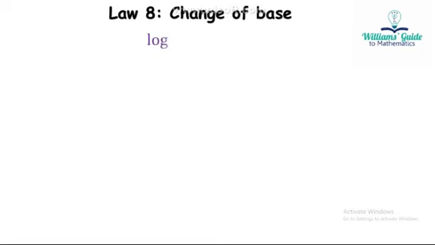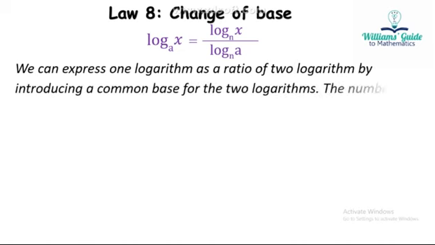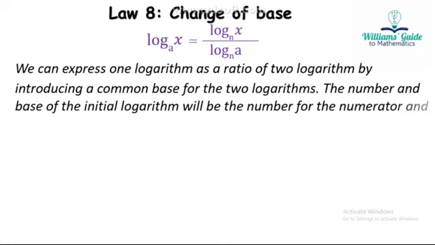Law 8, called the change of base law. Log x to base a can be equal to log x to base n divided by log a to base n. We can express one logarithm as a ratio of 2 logarithms by introducing a common base for the 2 logarithms. The number and base of the initial logarithm will be the number for the numerator and denominator of the 2 logarithms.